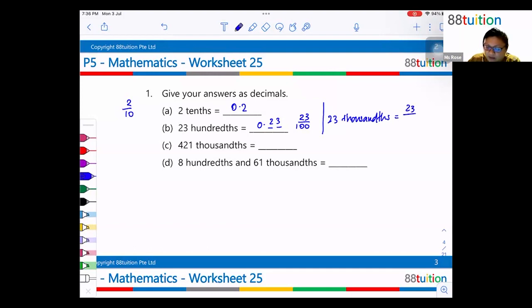This is 23 thousandths. That means it is 0 and 3 decimal places. So where should I put the 3? In front or the back? I should be putting it from the back. So you fill it up from the back. Here, followed by this, followed by this. So this is first, second, third that you fill in. If you do it this way, it won't go wrong.